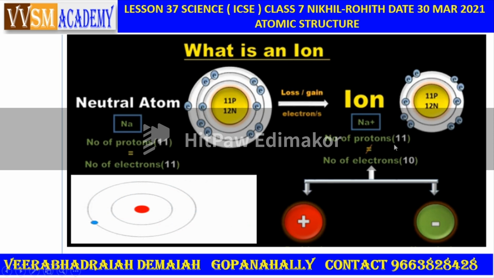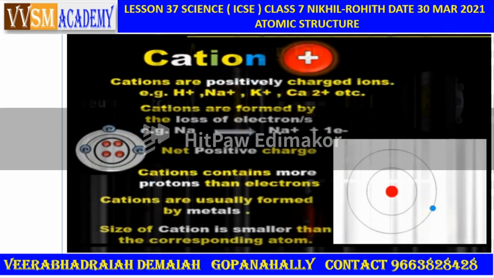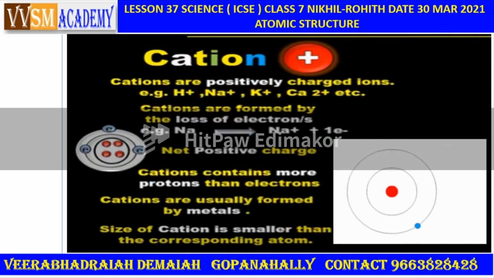Number of protons is 11. It is not equal to the number of electrons because one electron has been lost from the outermost orbital, which is a valence electron, my dear friends. So the number of electrons is only 10. Now coming to ions, it may be a positive ion, it may be a negative ion. A positive ion is called a cation. Why is it called a cation? Because it always moves towards the cathode. Positively charged ions are called cations: H plus ion, sodium plus ion, K plus ion, Ca2 plus ion, etc.